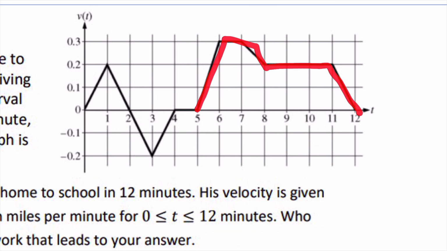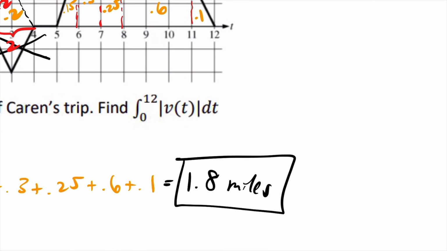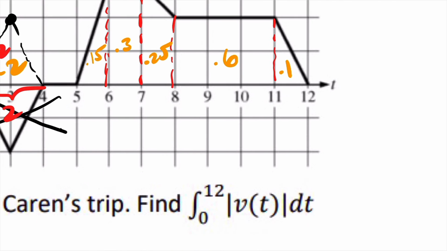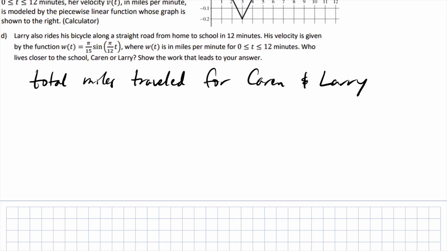So this is where I need to find area under the curve for Karen. I did that. I just need to add the numbers. 0.15 plus 0.3 plus 0.25 plus 6 plus 1. That'll tell me how far she traveled. So I'm going to put Karen.